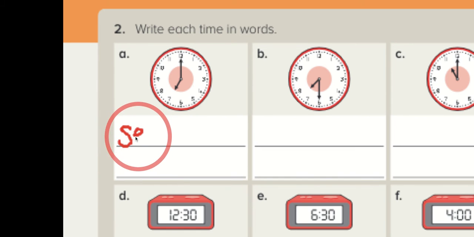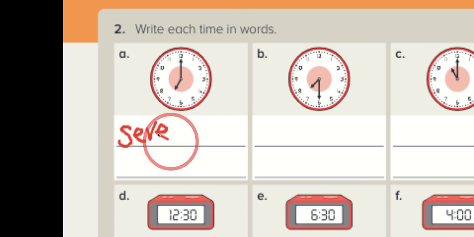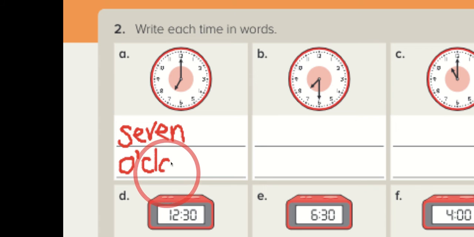You're going to write it out in words. 7, and then to write o'clock, we put an O and an apostrophe and then clock.